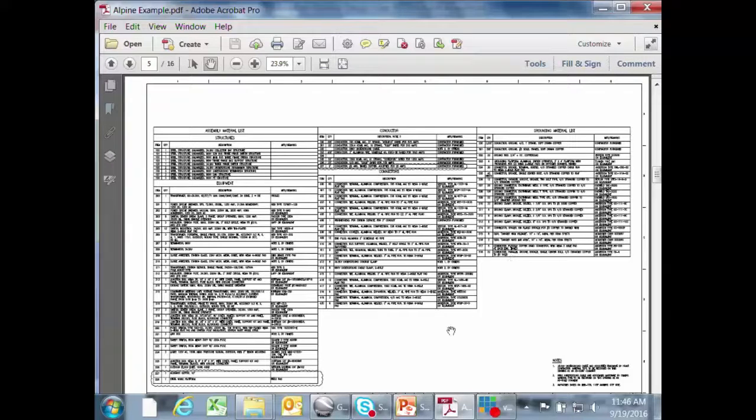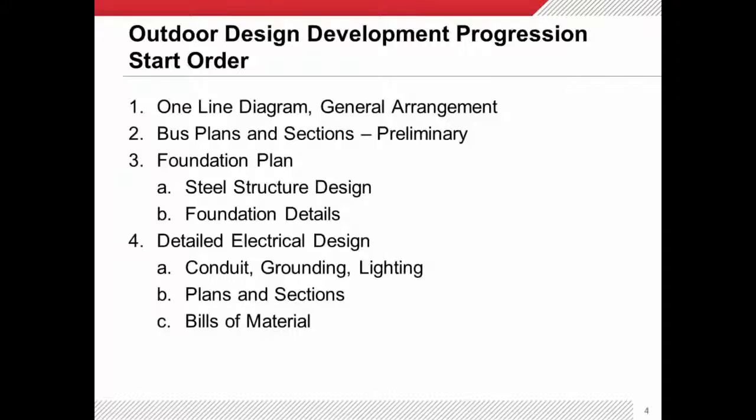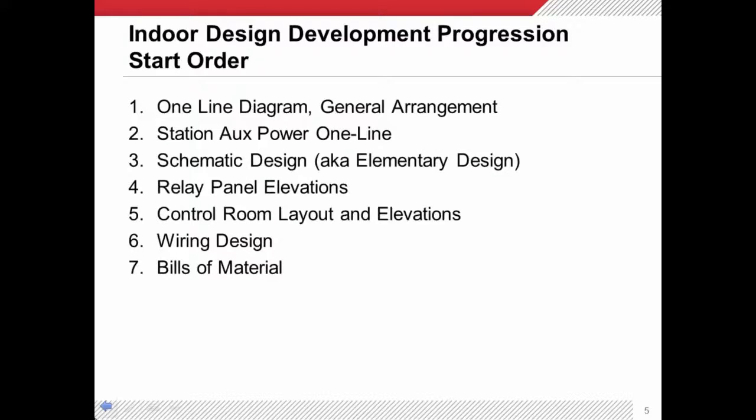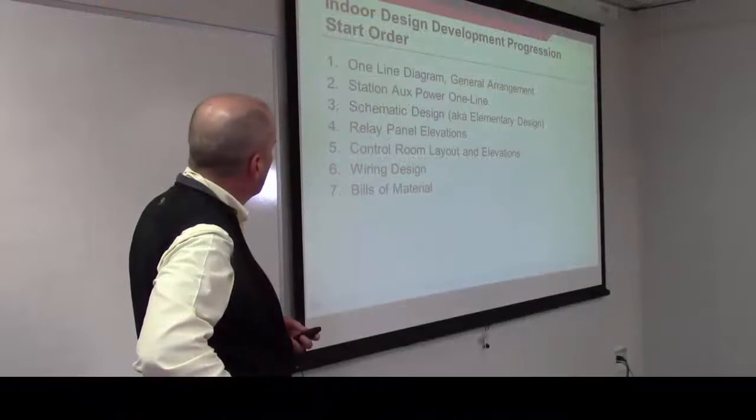Now then, at the same time we're doing this, someone else, or maybe it's you doing this at the same time as a small project, is doing the indoor design. Think of it as the central nervous system of your substation. You start out with exactly the same starting point, the conceptual design documents, the one line and the general arrangement. You're going to have to come up with an aux power, because we've got to have both AC and DC aux power to run things. Otherwise, it's just no fun if you can't power up all your equipment.